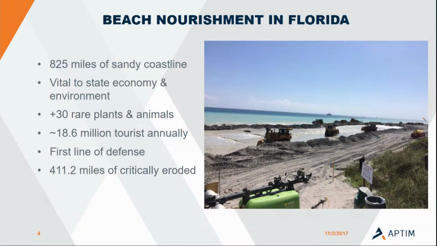So why do we have to mitigate for hard bottom? It's because we have to renourish our beaches in Florida. We have about 825 miles of sandy coastline that's vital to the state economy and the environment. About half of those are critically eroded. So we go out and we permit that we're going to place new sediment on these areas to increase the sand and stabilize that beach area that's eroding and reduce that erosion rate.